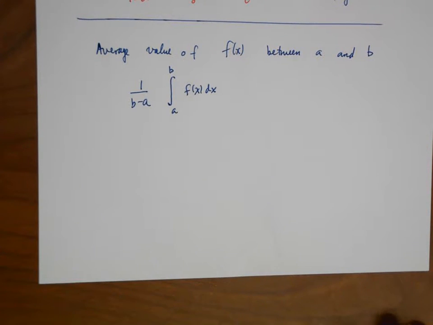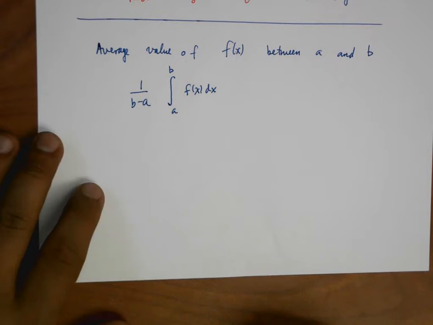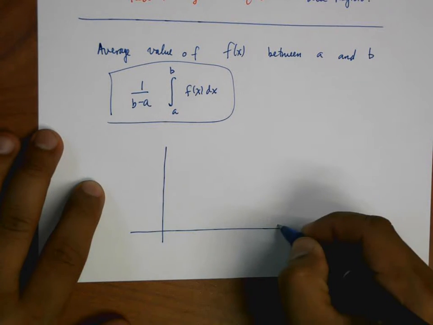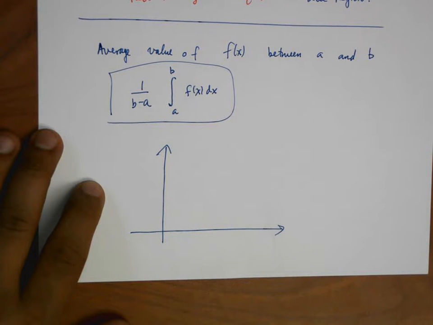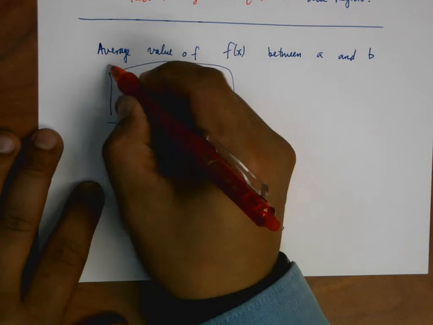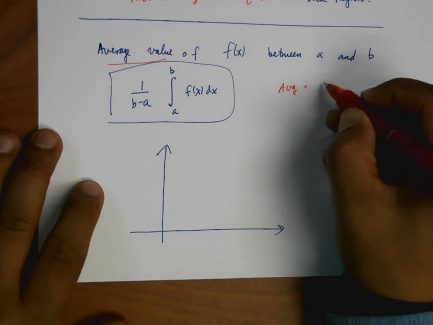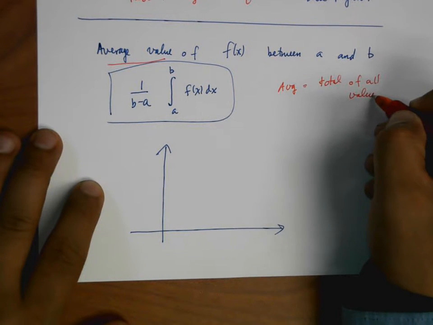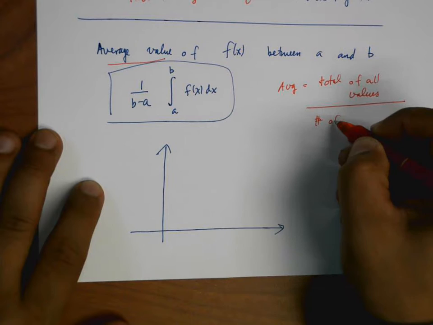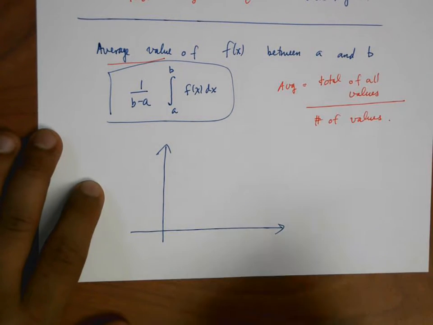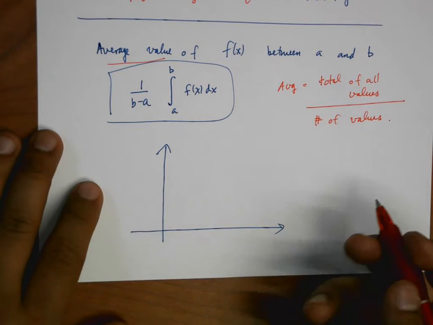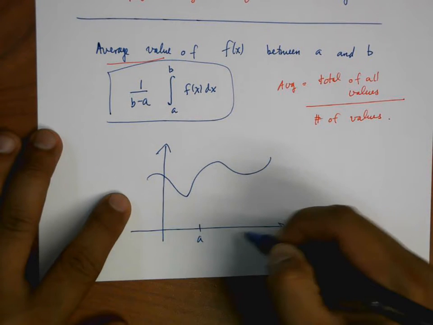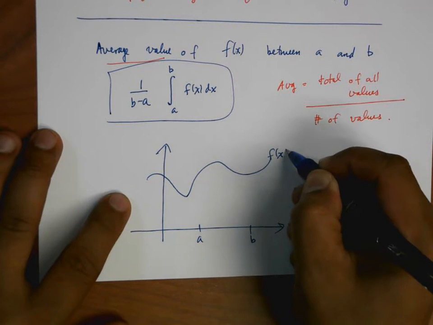And the next part I want to talk about is the average value of f of x between a and b. So that's this thing here. Let's unpack this a little bit and understand better what this means. When we say the average, the average is equal to the total of all values divided by the number of values. Usually that's the standard definition of average, but in the case of a function, let's say this is a and this is b, and this is f of x.